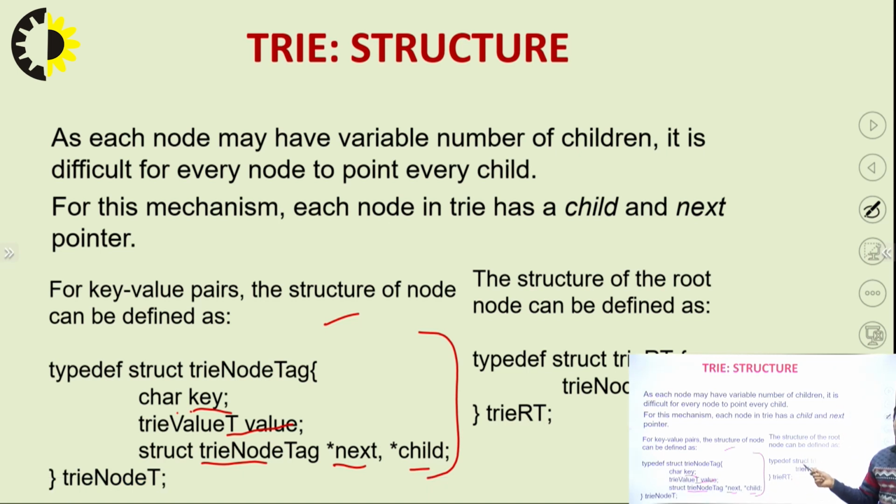The root node can be defined as this trie_rt structure, where we define only a single pointer value which stores a particular address pointing to a data structure of type trie_node_t, which is the node of the trie. So this is how we can create a node of the trie and the root of the trie.